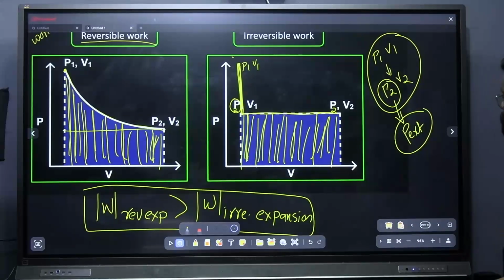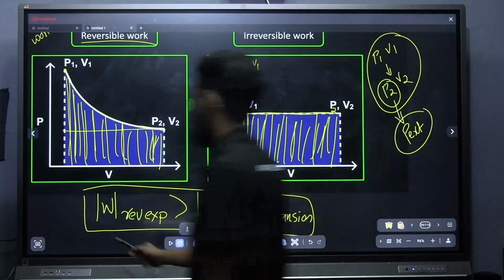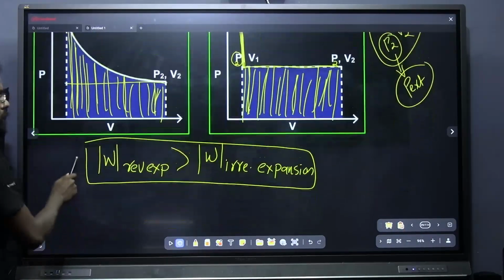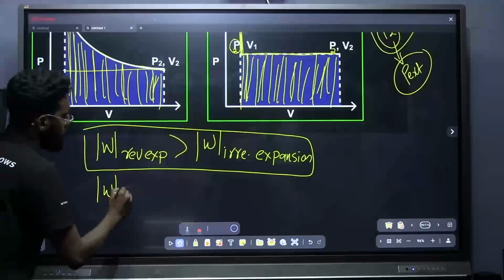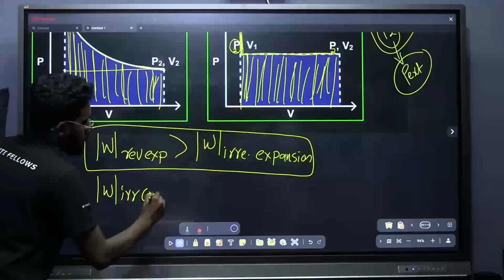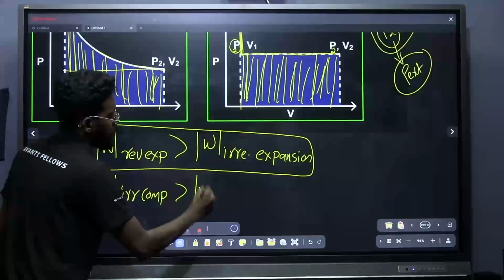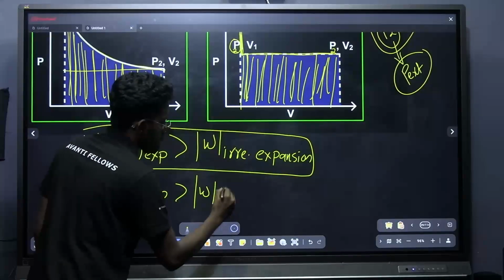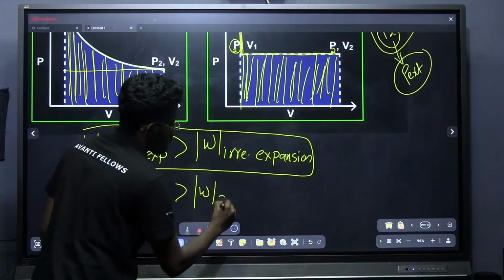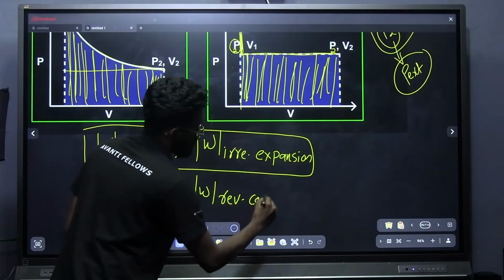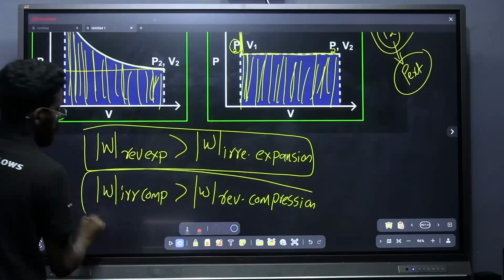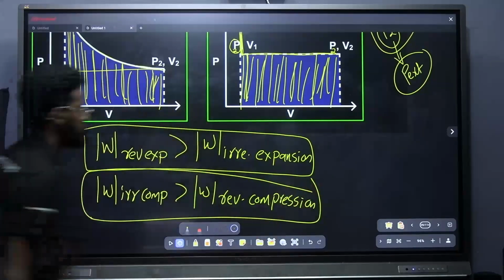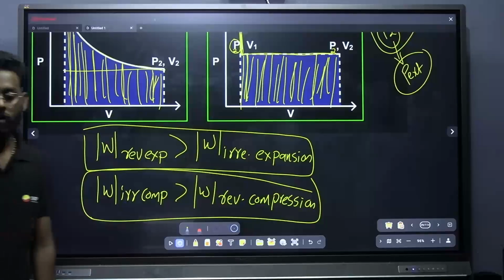Okay. Now in the case of compression, I am not going to explain it in detail. Compression is just the opposite of this one. In the case of compression, work done in irreversible compression is greater than work done in reversible compression. Note down these two points.